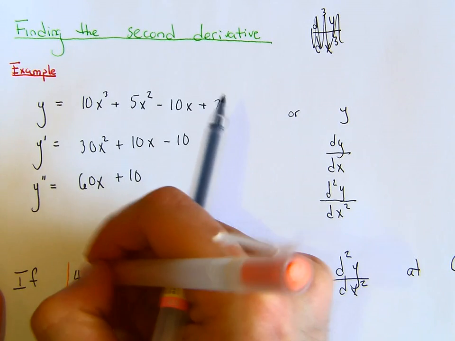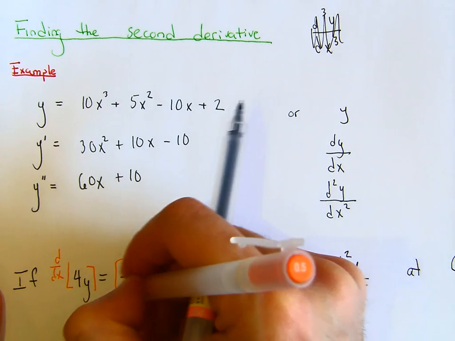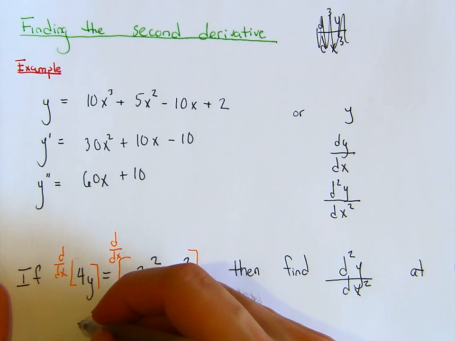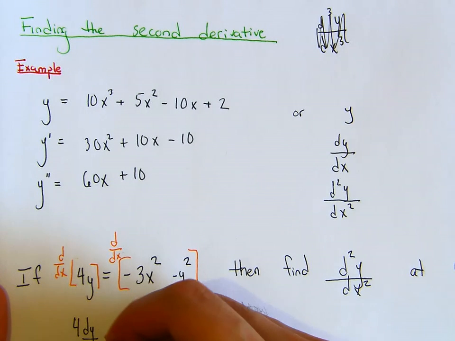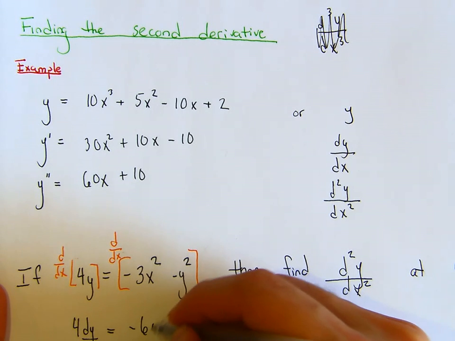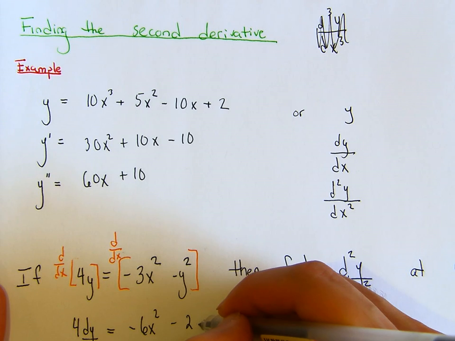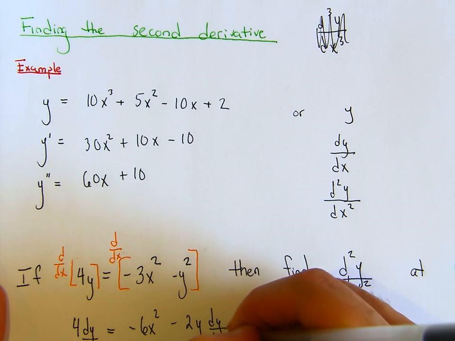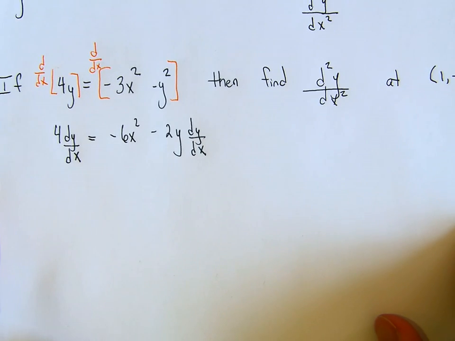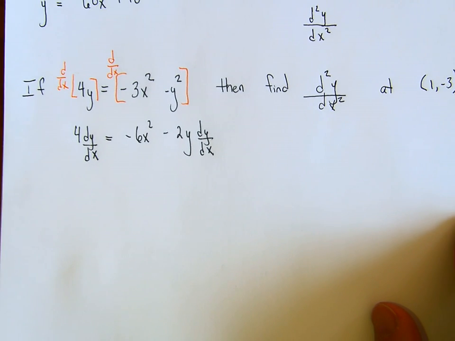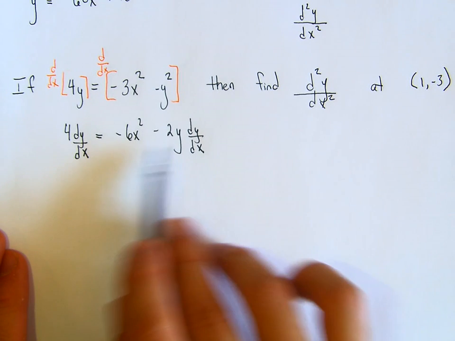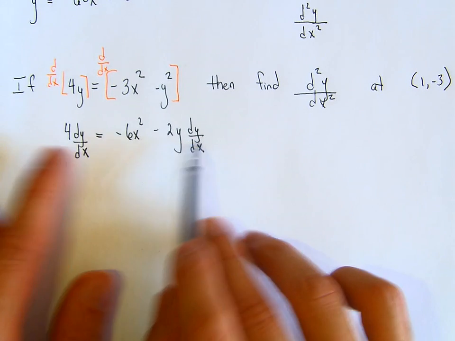Okay, so let's do d dx on both sides. Now, what is the derivative of 4y? It's 4 dy dx equals, the derivative of negative 3x squared is just negative 6x minus 2y dy dx. Okay? And we're going to find it at this point, 1, negative 3. Okay, so now once we get to this point, just like we did before, let's get all the dy dx's on one side.